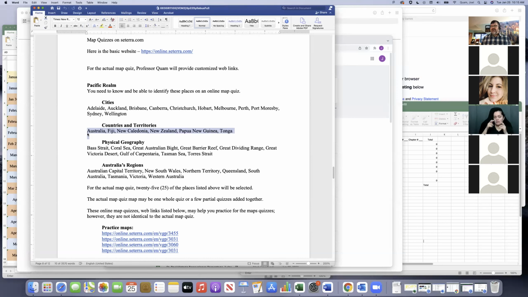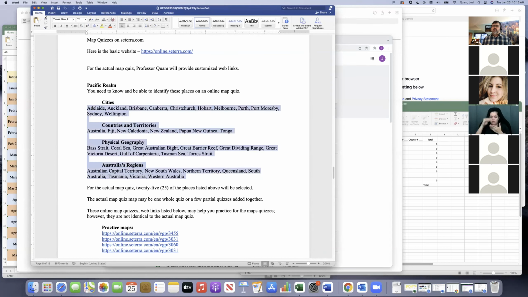And here, the bigger ones is correct because there's lots of little islands in the Pacific realm, and it's awkward on a map quiz to have to identify a tiny little dot on the map. So I've chosen the bigger ones. Then physical geography, a variety of physical features, either landscape or water, and then Australia's regions. Of course, in the United States, we have 50 states. This is the set of Australia's, same sort of thing, how they've divided their country. Okay, so those are the places you need to learn.